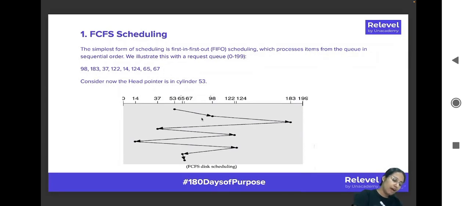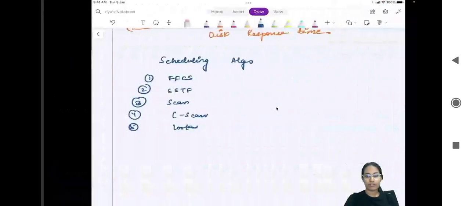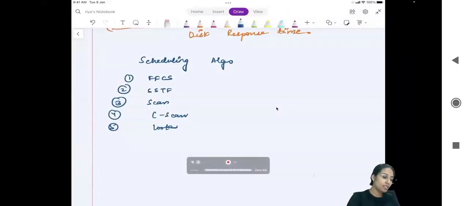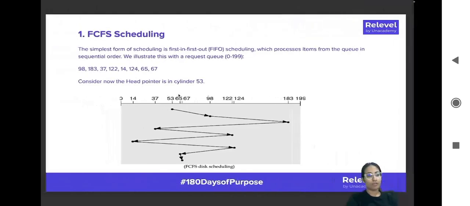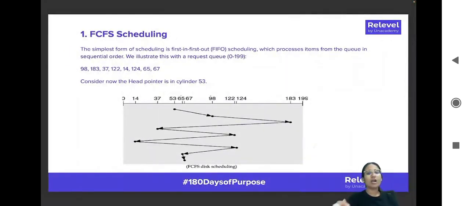Then we have C-scan, and then we have look. Okay, I'm sorry, I was not on the screen. So these are all the five scheduling algorithms which are available and which we will talk about. So let's start our discussion and talk about the first scheduling algorithm. And remember, by the name itself, you will be able to understand a lot of how that scheduling algorithm works.